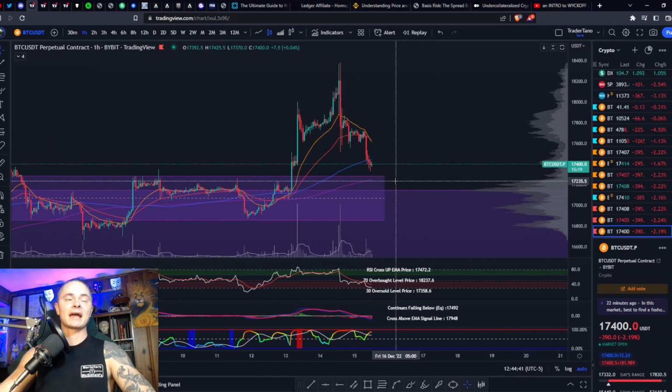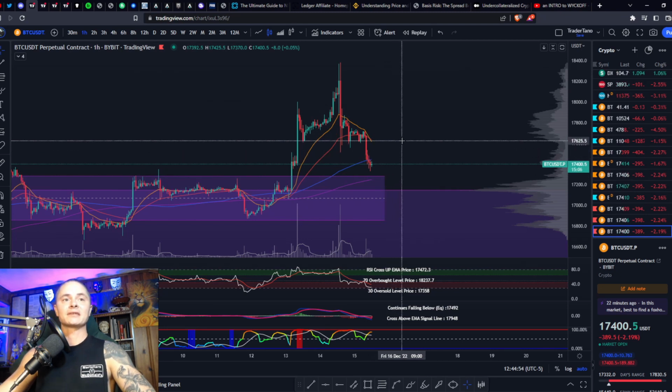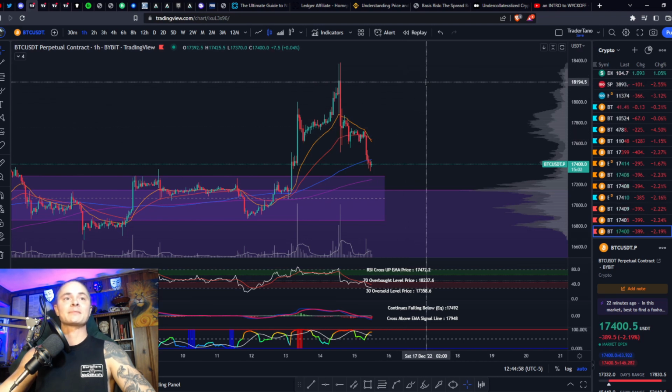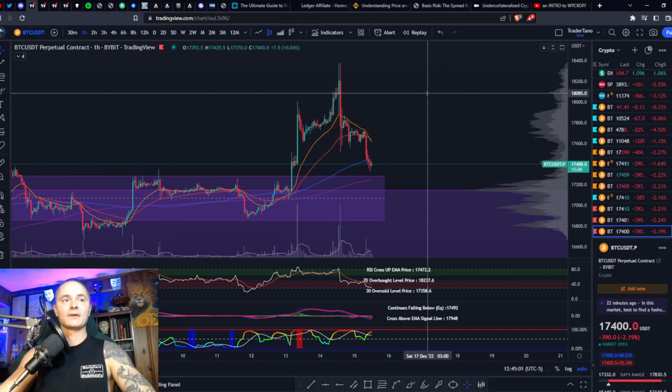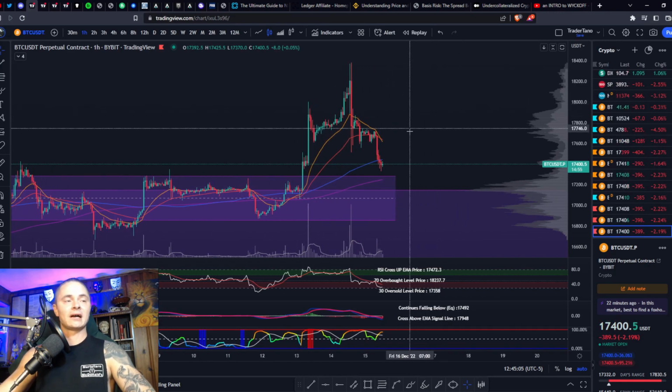And if we break back into this range, that is not going to look good at all. Now, like I said, this could just be a retest of the top of the range and the 200. And then work our way back up, close above that 17,400, and work our way up to 17,600. If we can reclaim 17,600, I expect us to go all the way to 19K. Somewhere around there, that region.